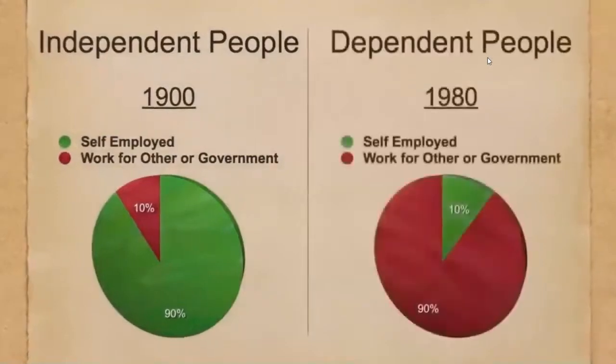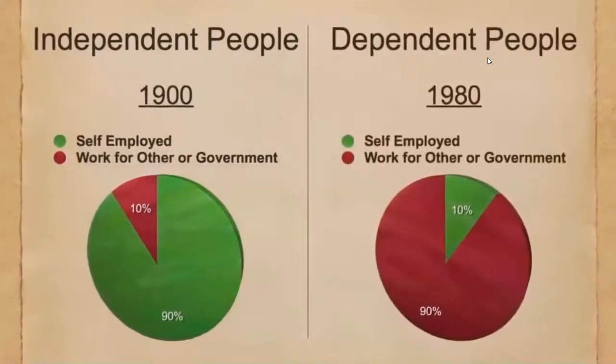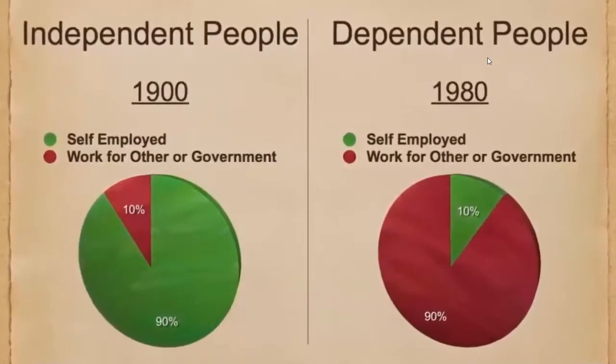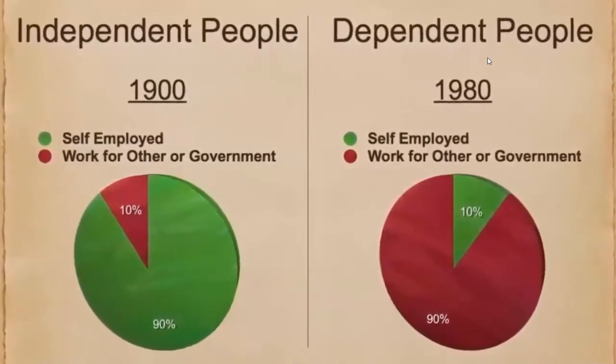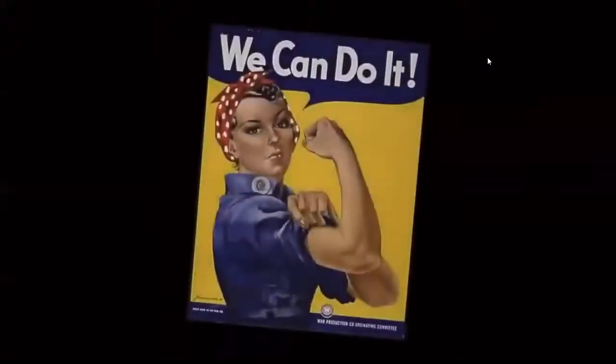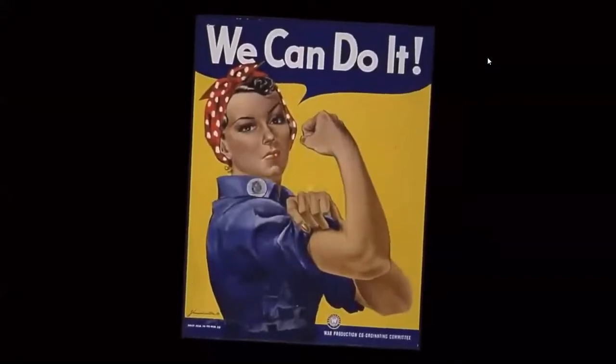In 1980, only 80 years later, over 90% of us worked for other people or the government. Less than 10% of us were self-employed. We changed from an independent people to a dependent people. We'd slowly shifted from a people who took full responsibility for everything that happened to them to a people who've become talented and practiced at the art of blaming others for their problems. Our giant has fallen asleep.